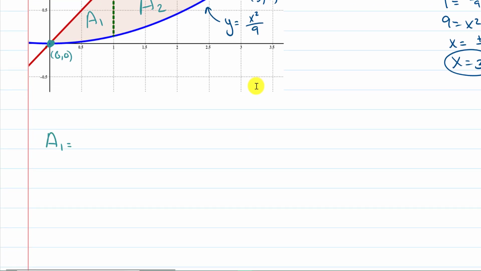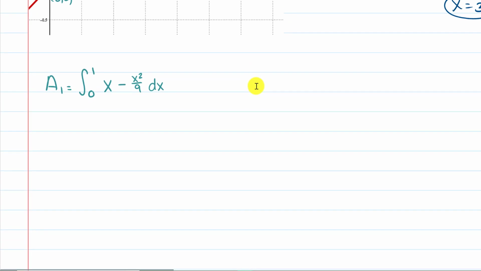Area 1 is going to be the integral from 0 to 1 of our function here, which is x. And we're going to subtract our bottom function, which is x squared over 9. And then we just need to integrate. So this becomes 1/2 x squared minus, and this is 1/9 divided by 3, so you get 1 over 27 times x cubed from 0 to 1.